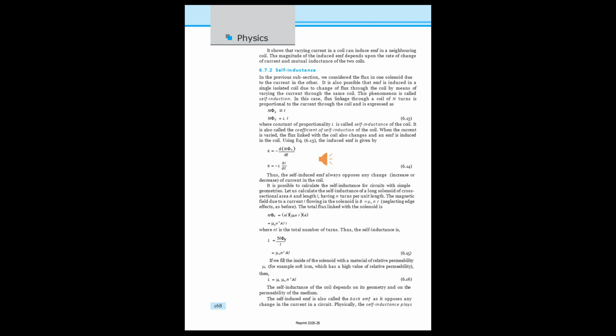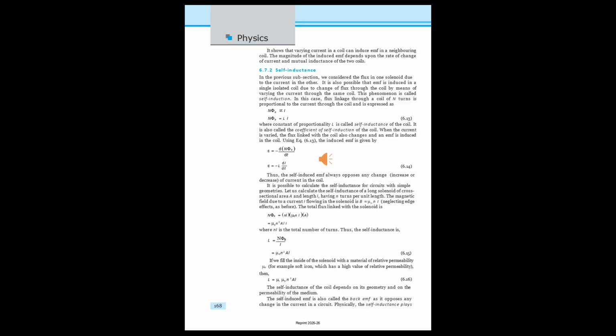It is possible to calculate the self-inductance for circuits with simple geometries. Let us calculate the self-inductance of a long solenoid of cross-sectional area A and length l, having n turns per unit length. The magnetic field due to a current I flowing in the solenoid is B equals mu naught n I, neglecting edge effects, as before. The total flux linked with the solenoid is mu naught n square A l I, where N l is the total number of turns. Thus, the self-inductance is given by the equation 6.15.